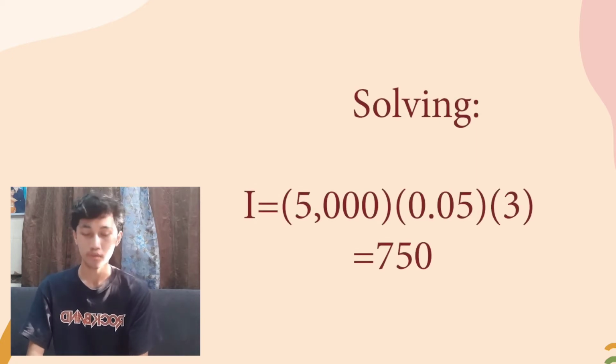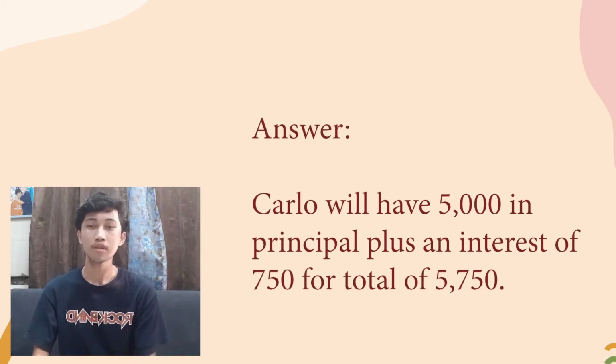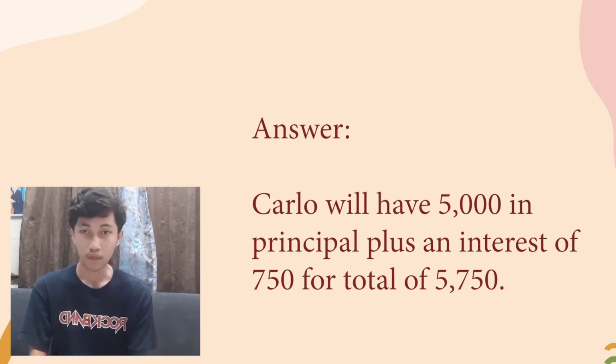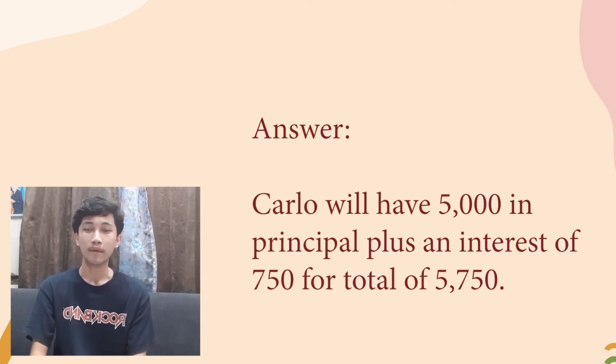So we have interest equals 5,000 pesos times 0.05 times 3 which is equal to 750 pesos. So the answer for this problem is Carlo will have 5,000 pesos in principal plus an interest of 750 pesos with a total of 5,750 pesos.